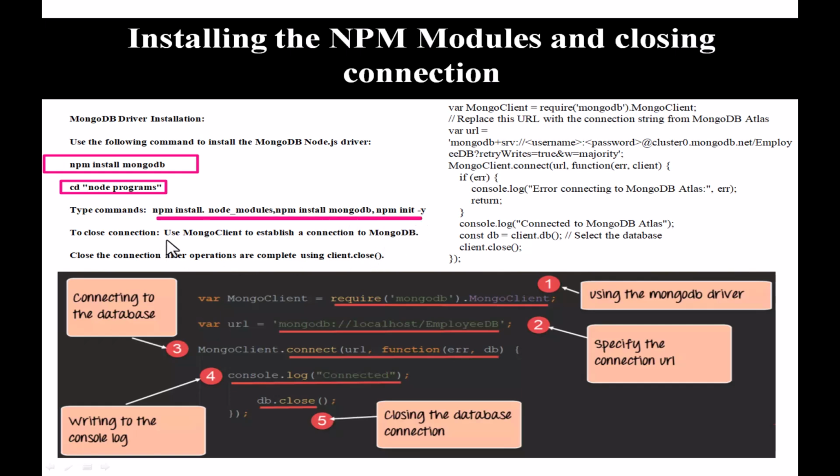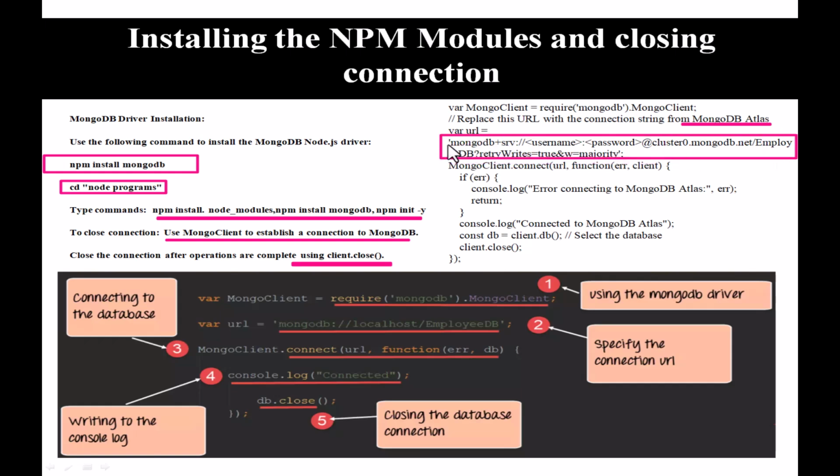If you want to close this one, use the MongoDB client to establish the connection. So finally you are going to close. The same program which we have created, we have replaced the URL. What we have replaced the URL with is the MongoDB Atlas. If you are using MongoDB Atlas, I am going to replace the URL with the MongoDB server username and server password.